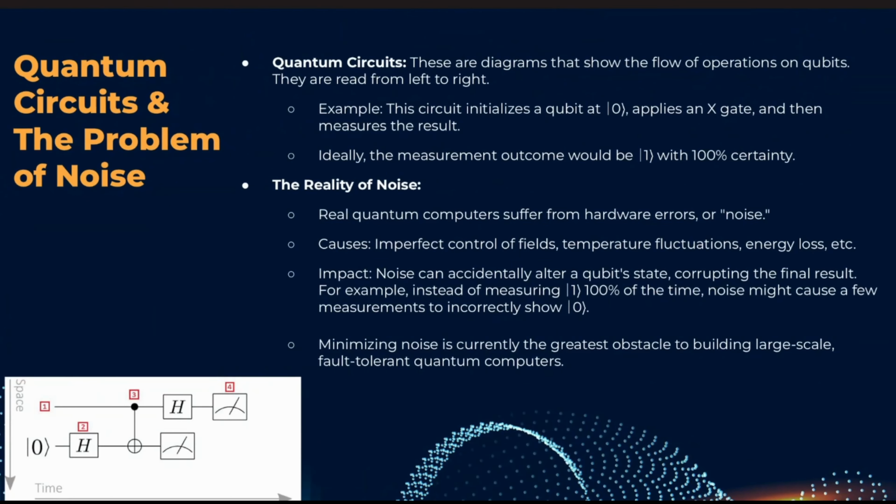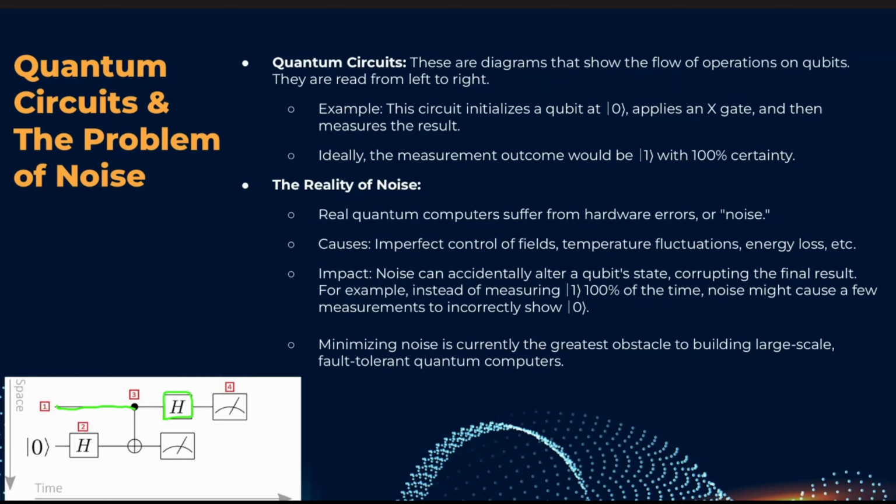Now that we understand individual quantum gates, let's talk about how they're actually used through quantum circuits. A quantum circuit is simply a diagram that shows what happens to qubits over time. You read it from left to right, just like reading a sentence. Each horizontal line represents a qubit, while each box represents a gate.